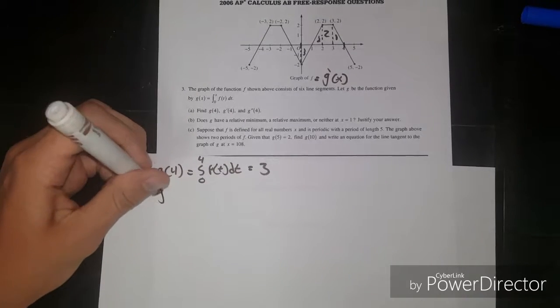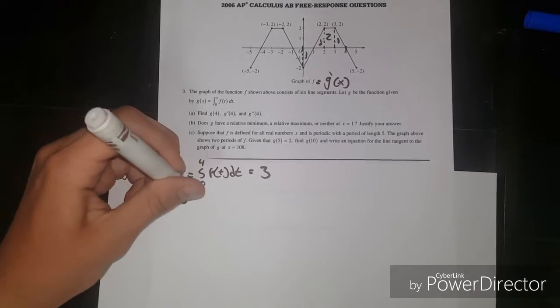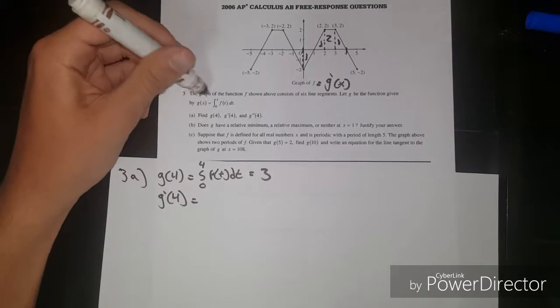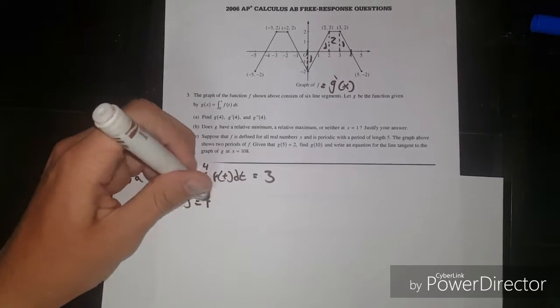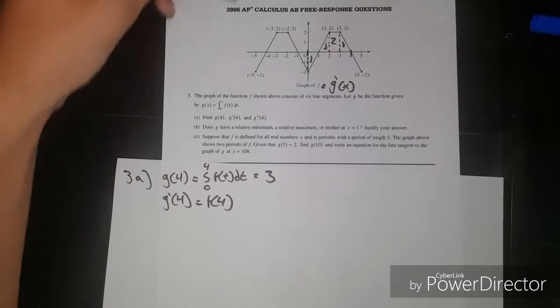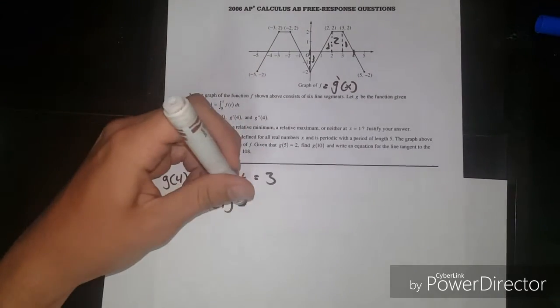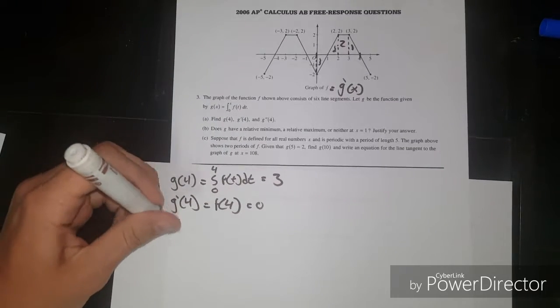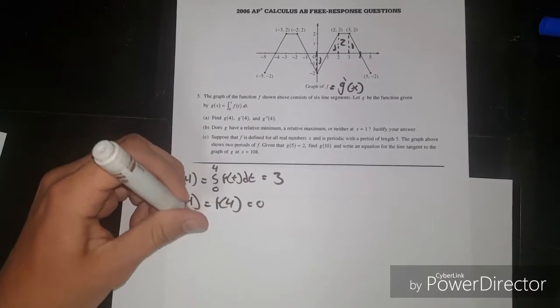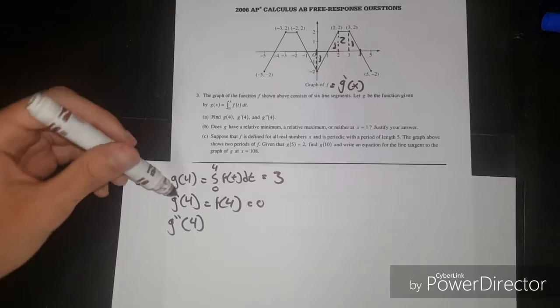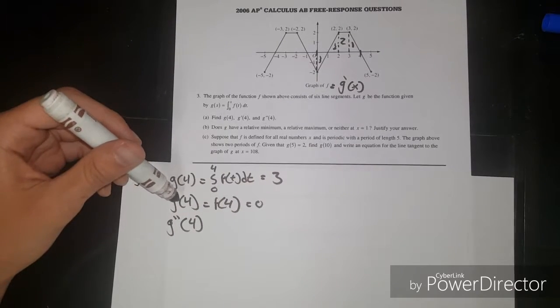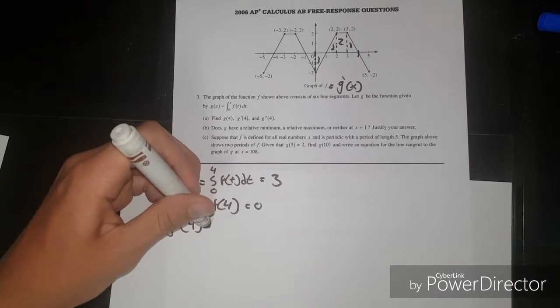G prime of 4 equals, take the derivative of both of these, equals f of 4. So we're looking at the point of the graph where x equals 4, which is 0. And then g double prime of 4, take the derivative again, so g double prime equals f prime.